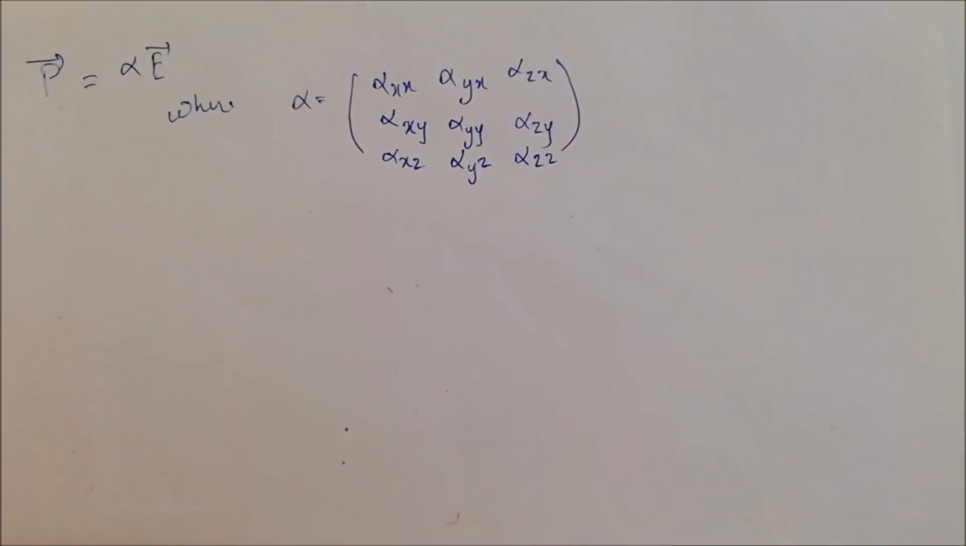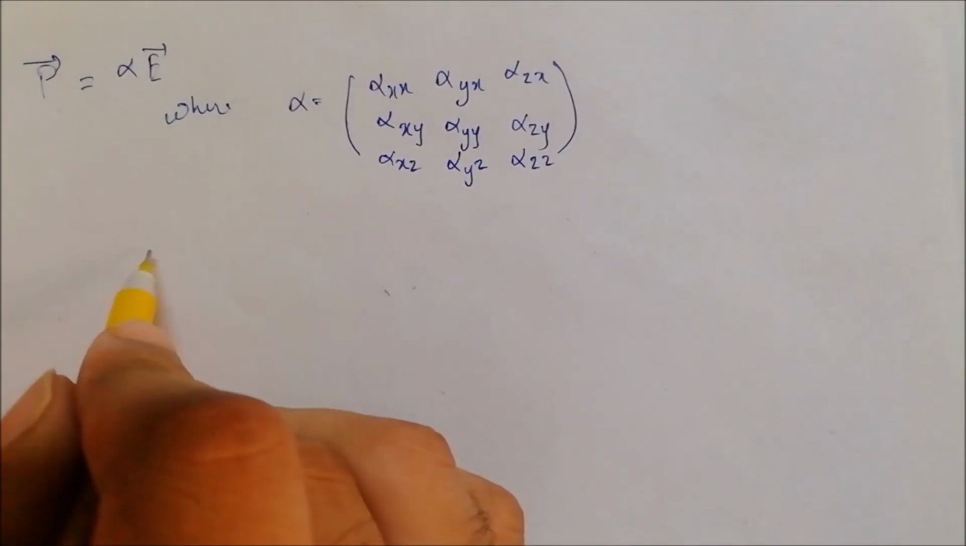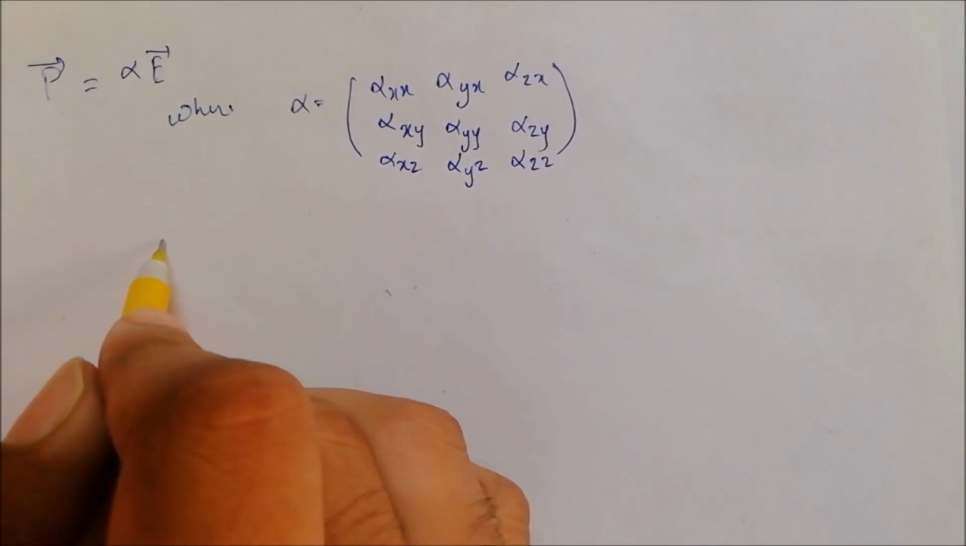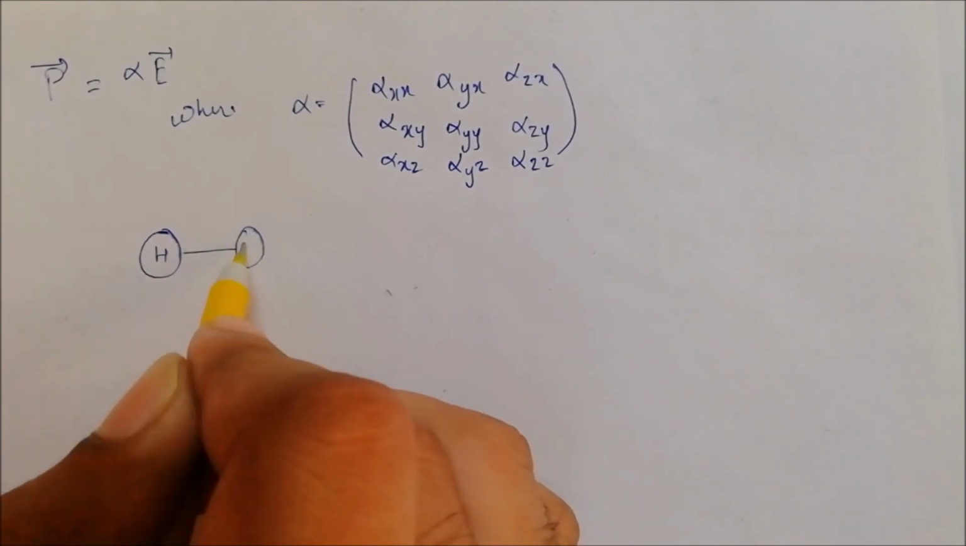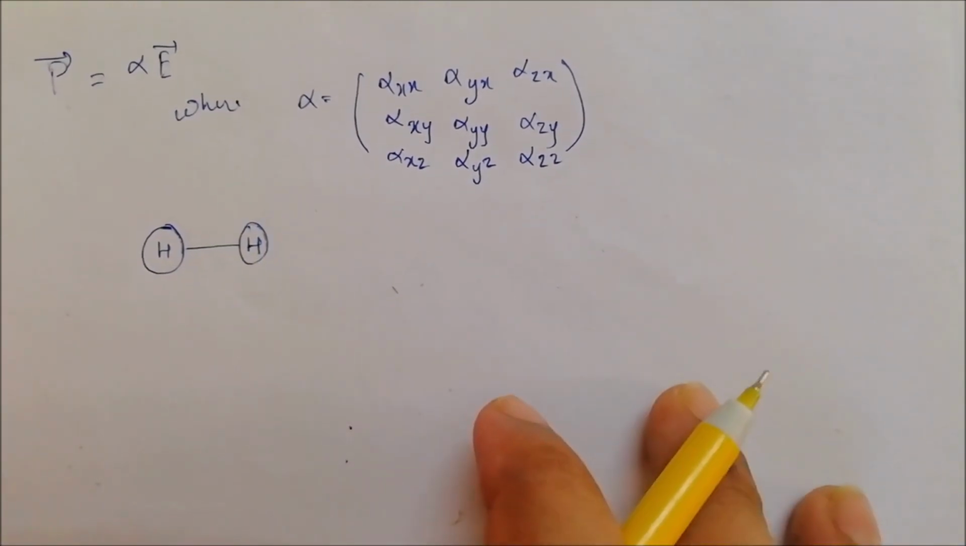Hello everyone, so we are back again with another video on the lecture series for the theory of Raman effect, and in this video we are finally going to derive the elements for the polarizability tensor. So let's first consider a system. Let's take for example our favorite example, the hydrogen molecule consisting of two hydrogen atoms.